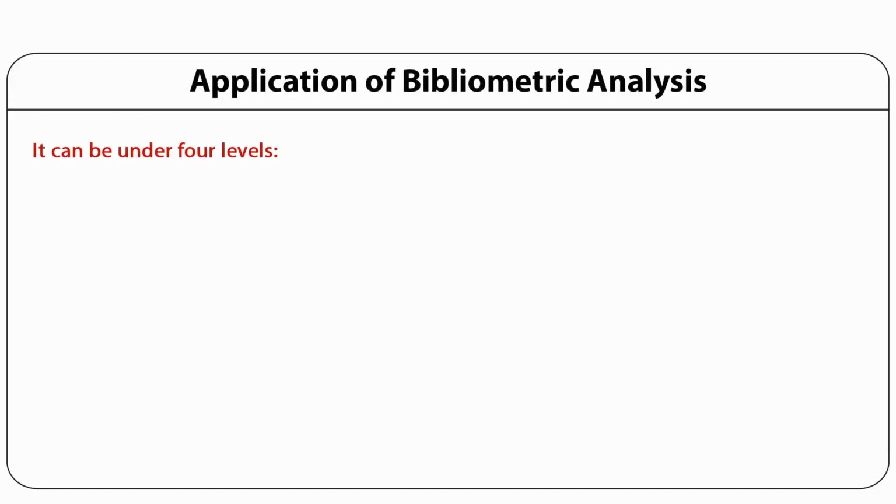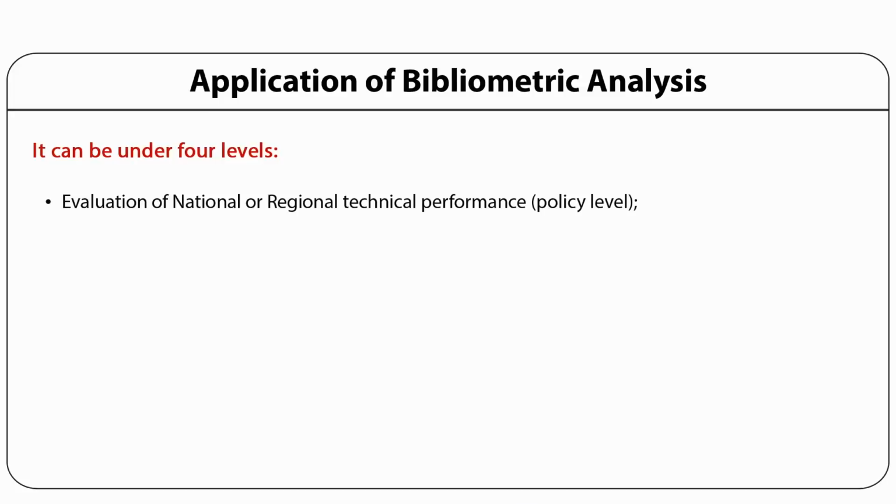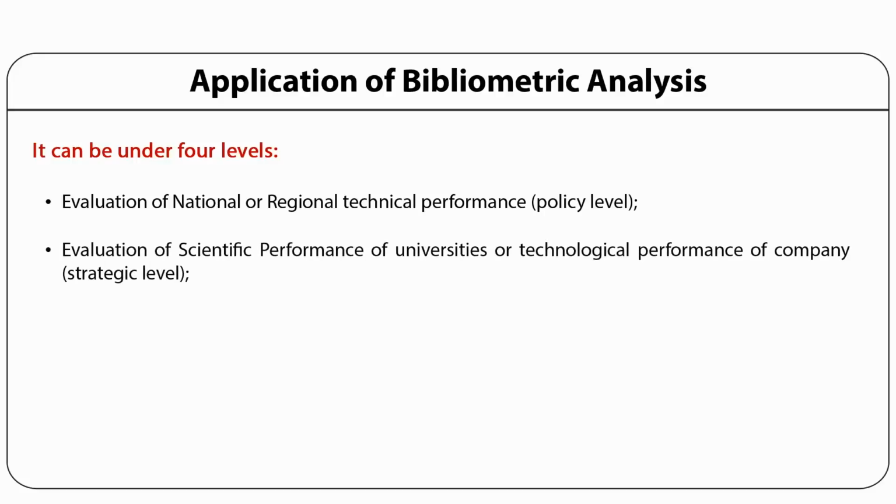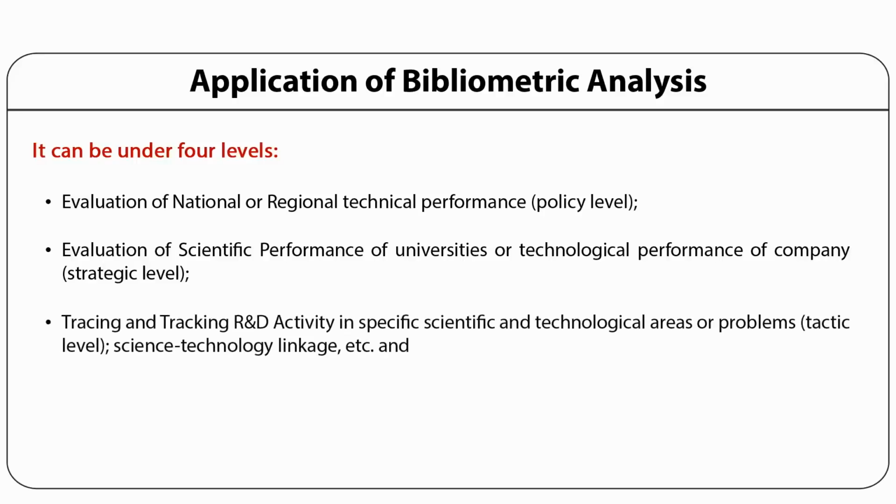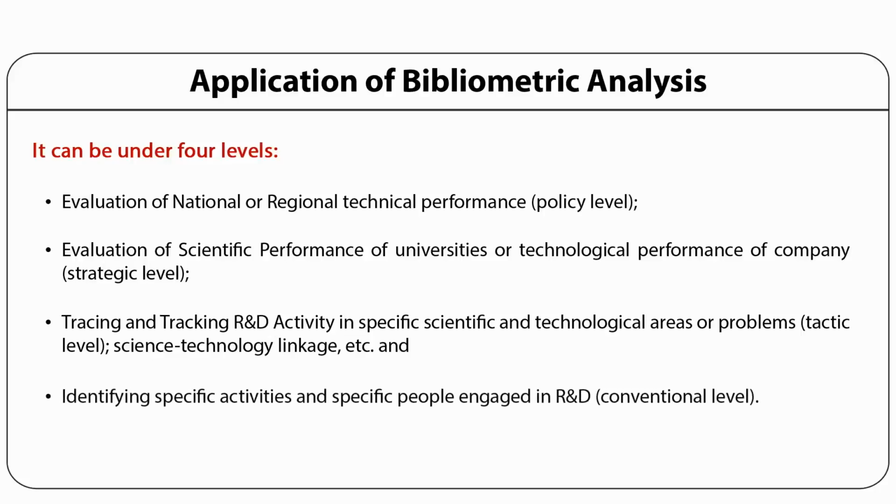Application of bibliometric analysis can be under four levels. Evaluation of national or regional technical performance, which is at the policy level. Evaluation of scientific performance of universities or technological performance of a company, at a strategic level. Tracing and tracking R&D activities in specific scientific and technological areas or problems, tactical level. And the fourth would be to identify specific activities and scientific people engaged in R&D, operational level.